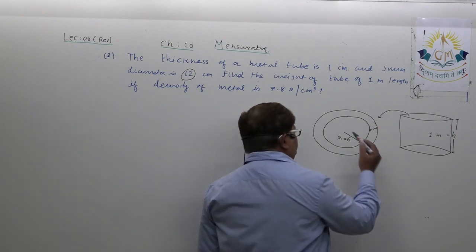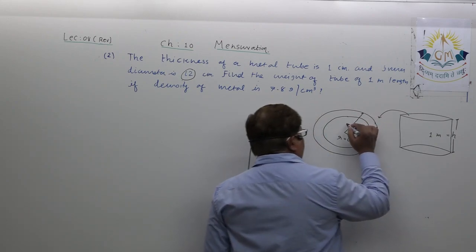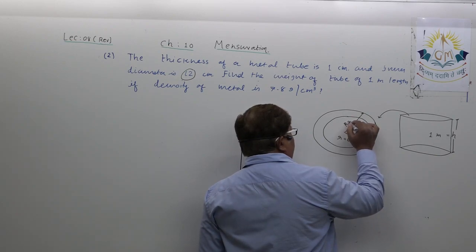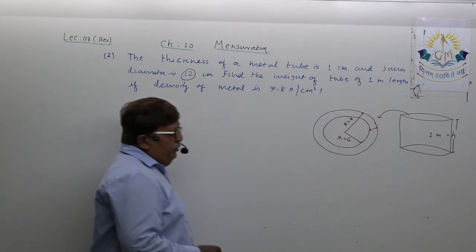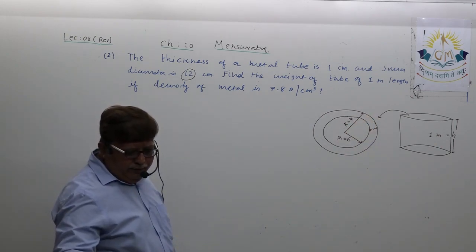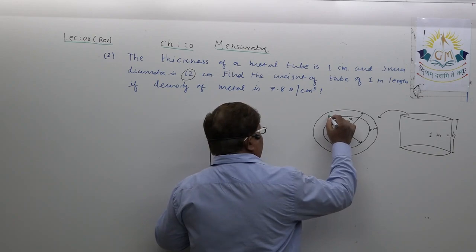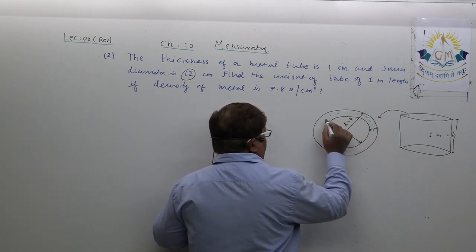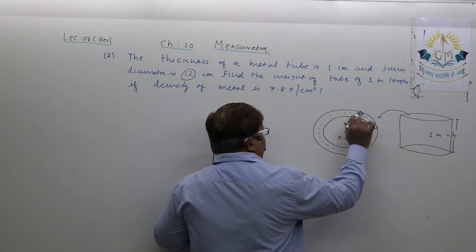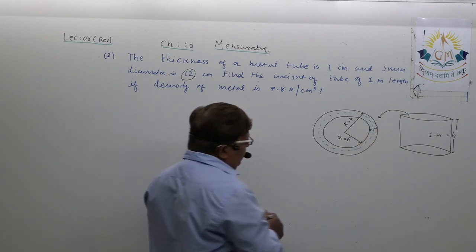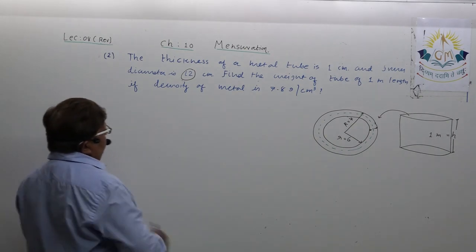Now the outer radius, as you know, capital R, will be 6 plus 1, 7 centimeter. You must have understood this fact. Clear in your mind? This is the thickness. Actually, the basic concept is that the inner radius is given, and the outer can be found out by just adding the thickness. Is it clear?